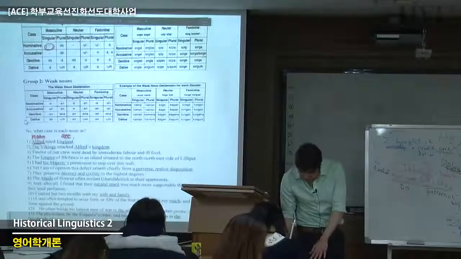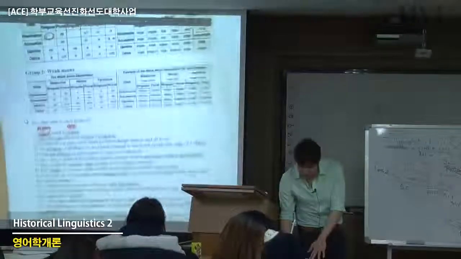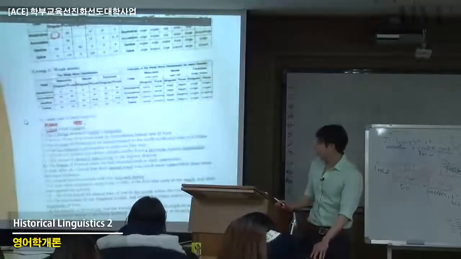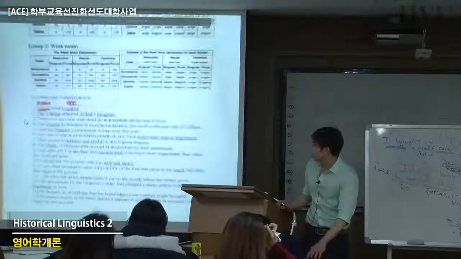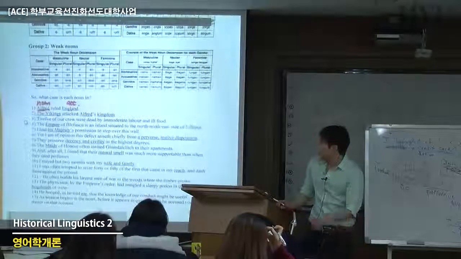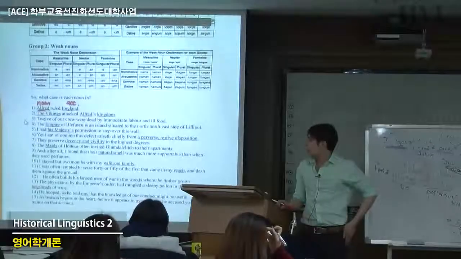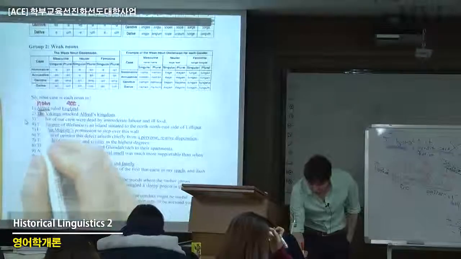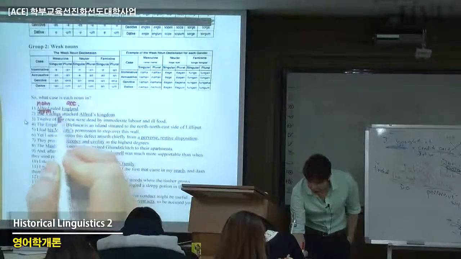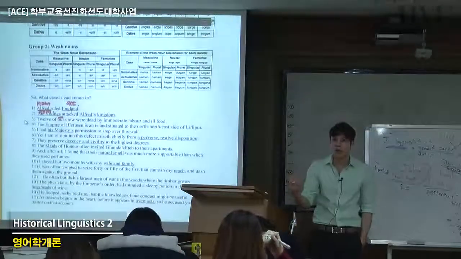And I'll do number 2. The Vikings attacked Alfred's kingdom. Now this is more tricky than the first one. The Vikings here is just regular, right? The Vikings is the subject, so it's in the nominative case, but it's plural. You see, nominative plural. Okay?